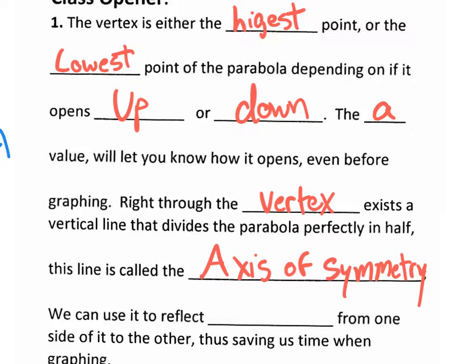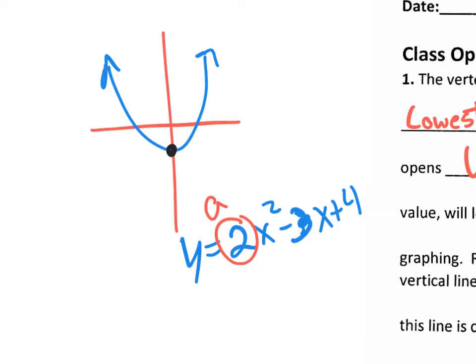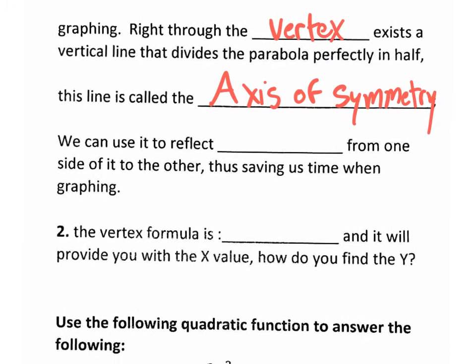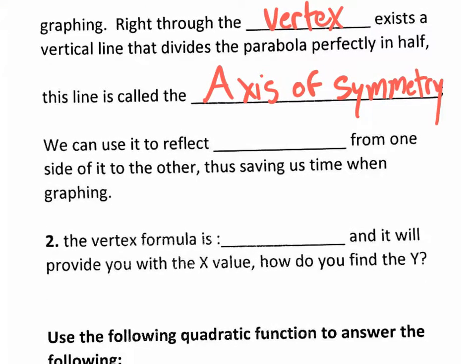Okay, an example of that on this sketch over here, if you were to draw a vertical line going right through that vertex, in this case this green dotted line, that would be the axis of symmetry. It's supposed to provide a perfect reflection from one side to the other side, but this was a quick sketch, so it's kind of ugly. Anyway, let's move on to the next sentence. We are talking about the axis of symmetry. It says, we can use it to reflect blank from one side to the other.